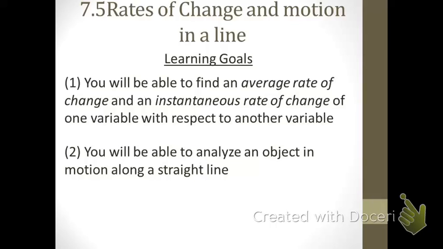Welcome back, everybody. We're here to discuss section 7.5 a little bit further. We've already gone through learning goal 1, in which we discussed how you find an average rate of change and how you find an instantaneous rate of change of one variable with respect to another variable. And now what we're going to learn to do is to analyze an object in motion along a straight line.